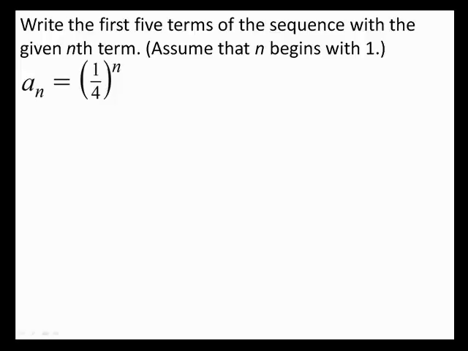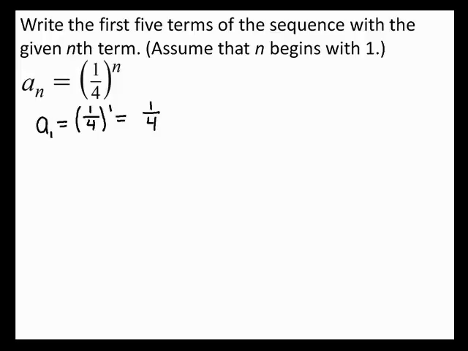Write the first 5 terms of the sequence with the given nth term. Assume that n begins with 1. a sub n is equal to 1/4 quantity to the nth. Substitute 1 in for n. Simplify 1/4 to the first. You find that a sub 1 is equal to 1/4.